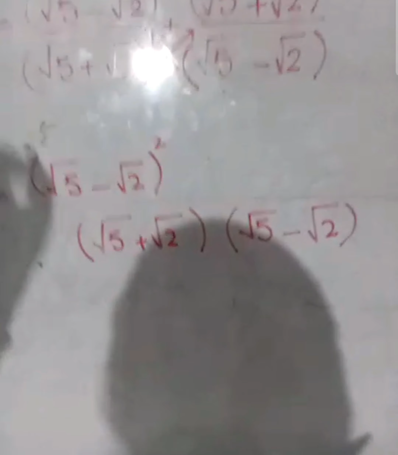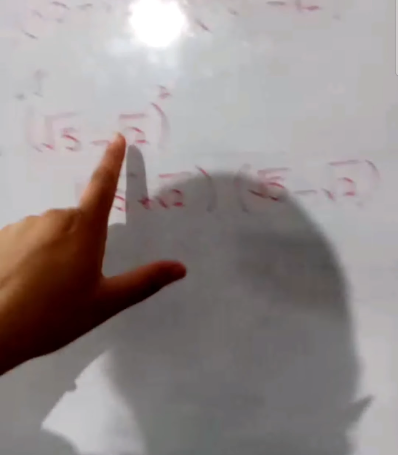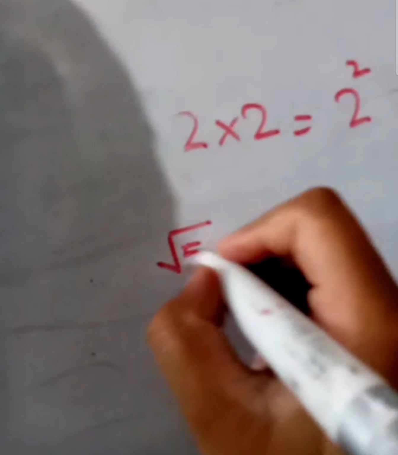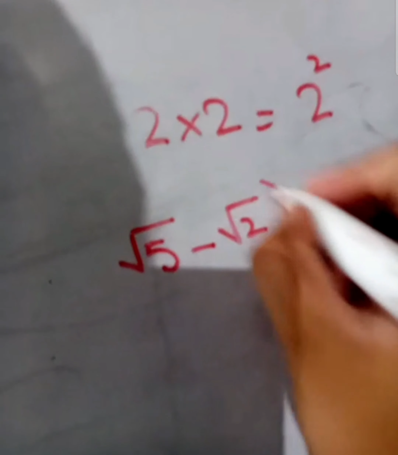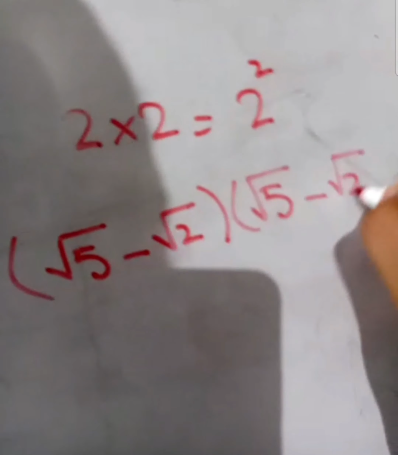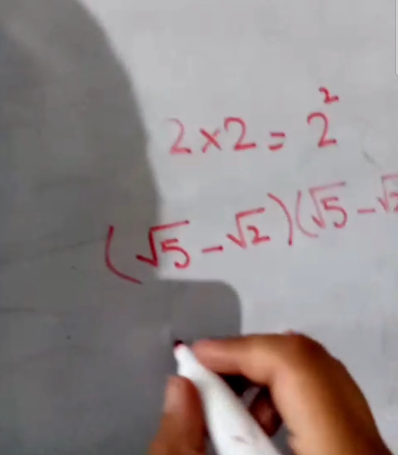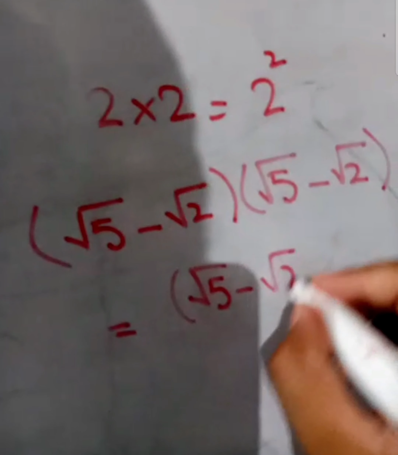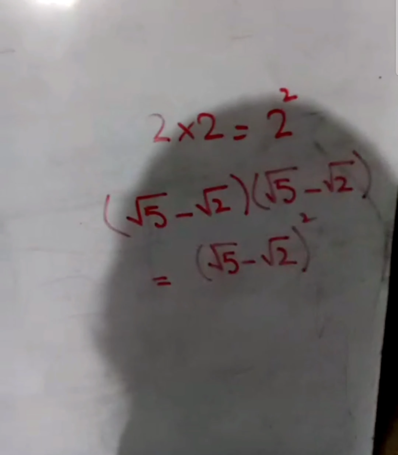Both of the terms are the same. When we multiply them, it means it is a whole square. Like if we say 2 times 2, we can write it as 2 square. Similarly, if we have square root 5 minus square root 2 into square root 5 minus square root 2, both terms are the same, so we can write them combined as square root 5 minus square root 2 whole square. Is it clear? Yes, ma'am.